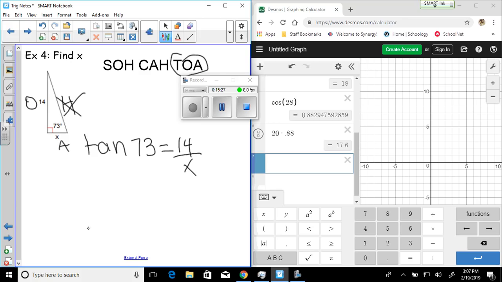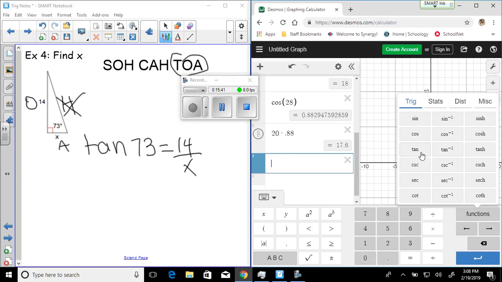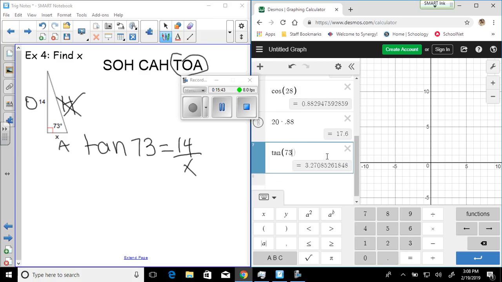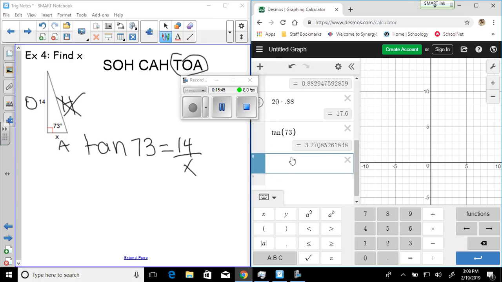And hopefully when you're doing this one, something looks a little different than the other three that we've been doing, but we're going to keep going. So now we need to go find the tangent of 73 degrees. So go to Desmos, go to functions, then we're going to do tan of 73, and we get 3.27. So we come back to our, so we know that 3.27 is equal to 14 over x.